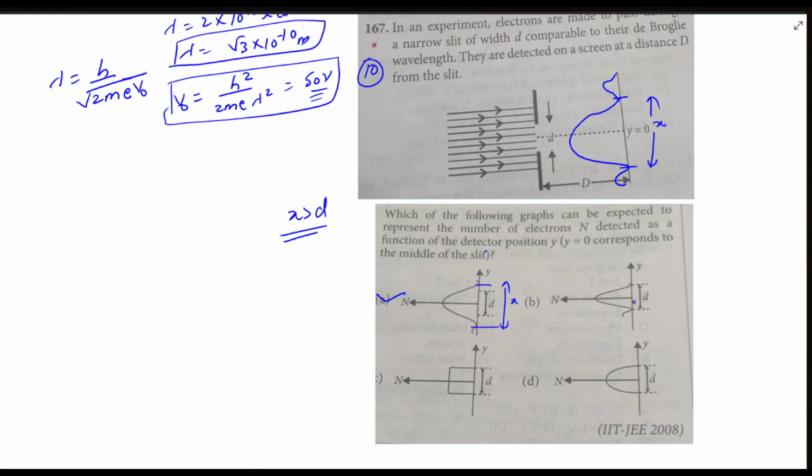In B, of course, it is wrong. So X will not be equal to D, right? This X will be much greater than D. So this is absolutely wrong. These are wrong. So A will be the option.